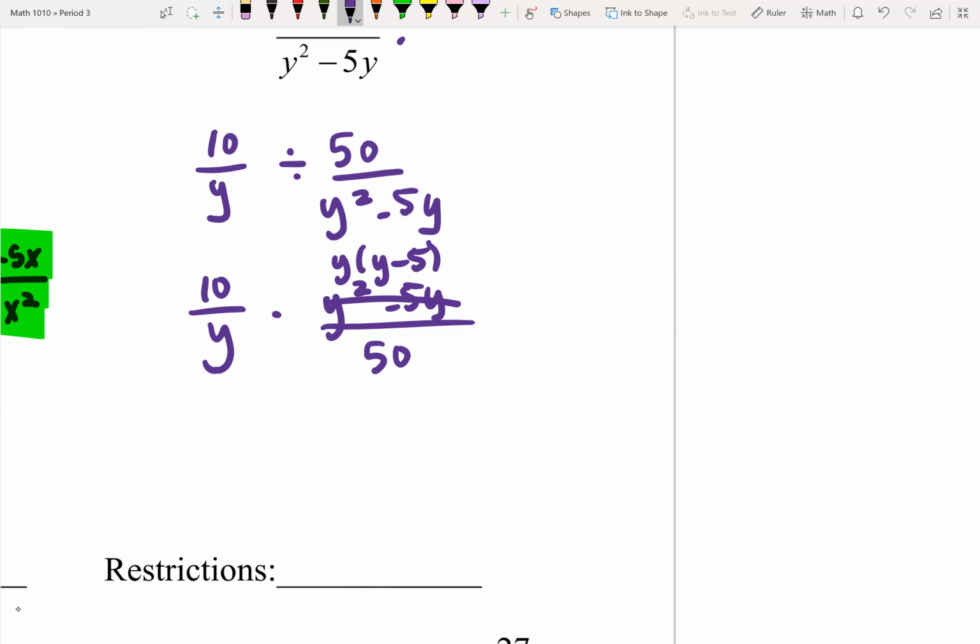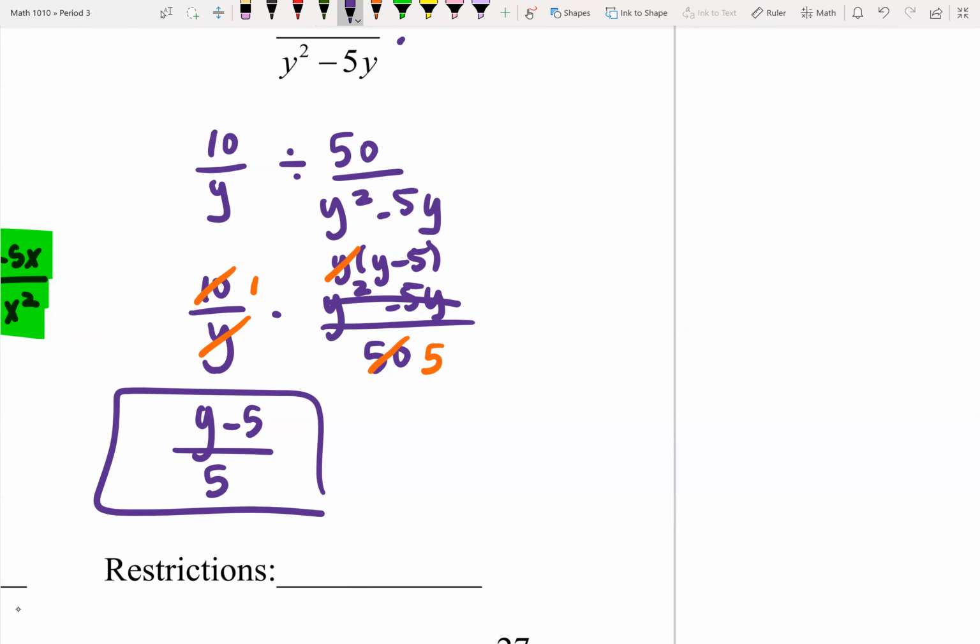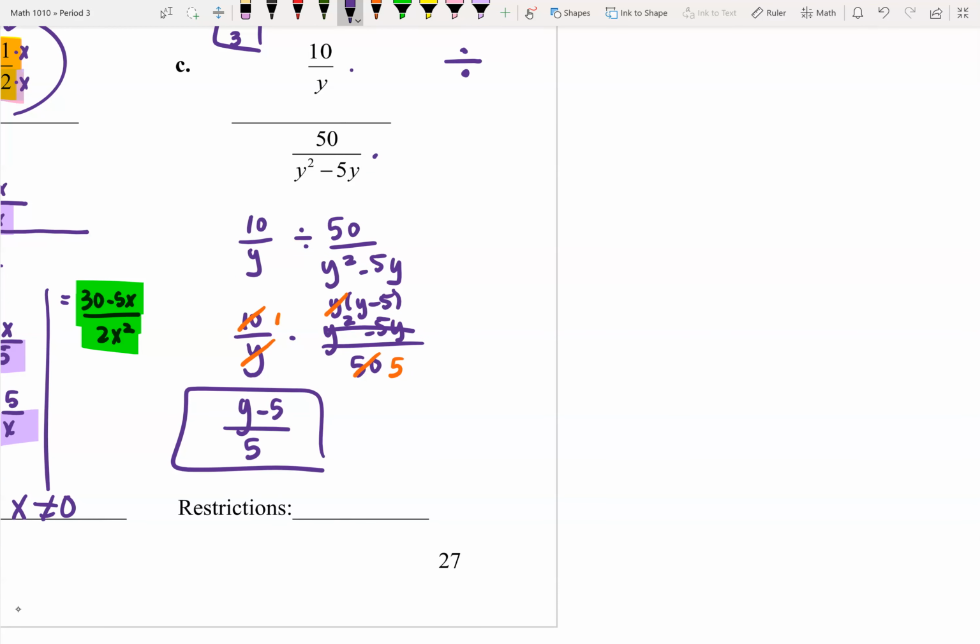Now, I want you to tell me with one word what I'm going to do right here. You're going to reduce, you're going to cancel. Yeah, so this y right here cancels with this right there. And then 10 goes into 10 once, 10 goes into 50 5 times. So your final answer is y minus 5 over 5, and I'm done. Right now, I want you by yourself to write down the restrictions. And I'm going to call on you, and you're going to tell me what you wrote. So everybody get ready.